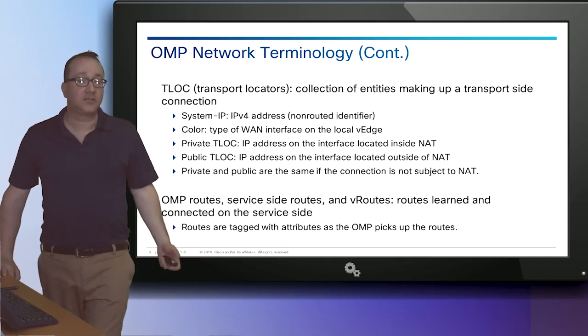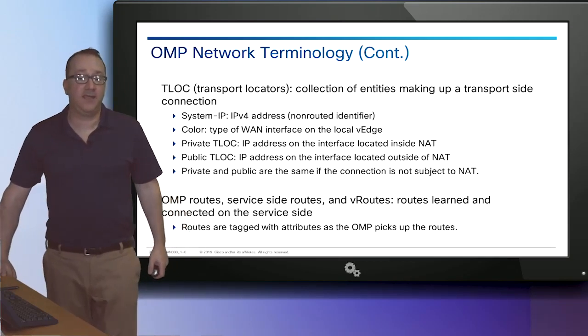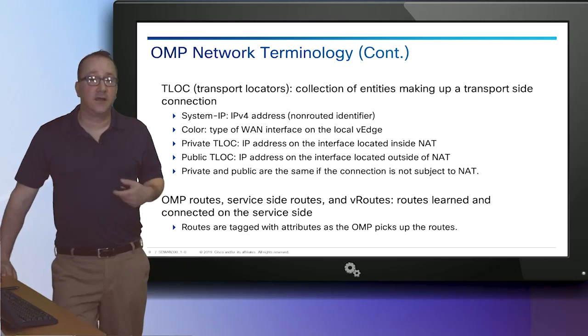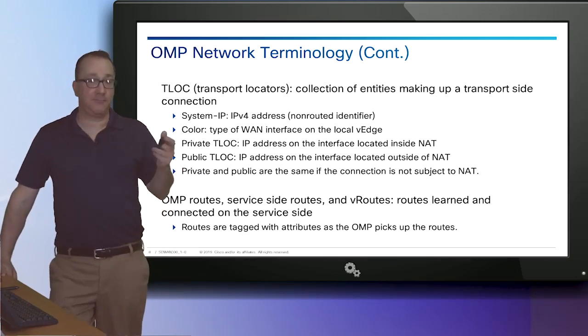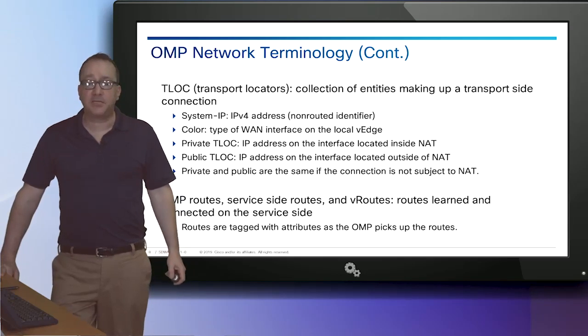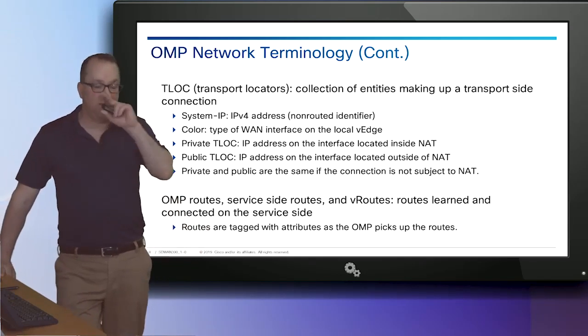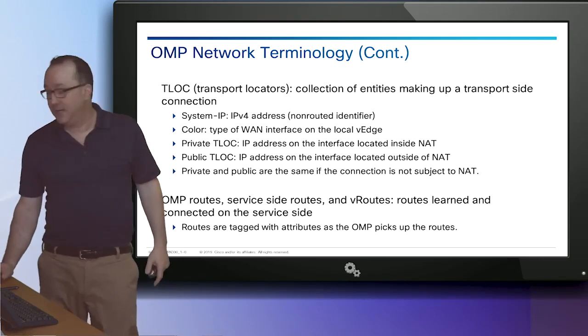Okay. We also use a color to indicate what type of WAN interface on the vEdge router we're going to be using. All right. So if we want to use MPLS, we'll label that as an MPLS color, for instance. There's a bunch of predefined colors built into the system, which are assigned in the configuration of those interfaces. Okay.